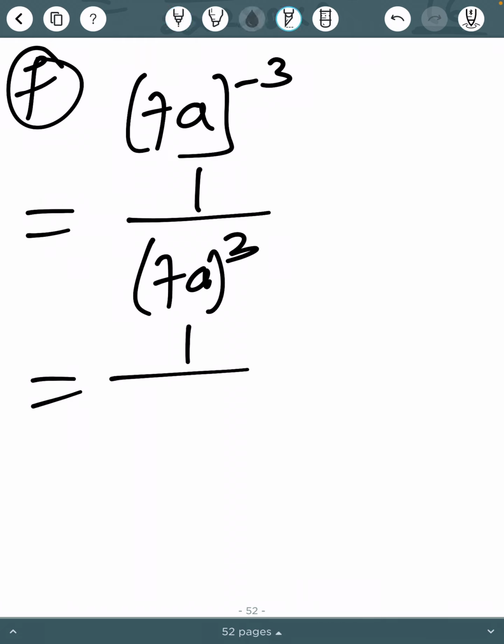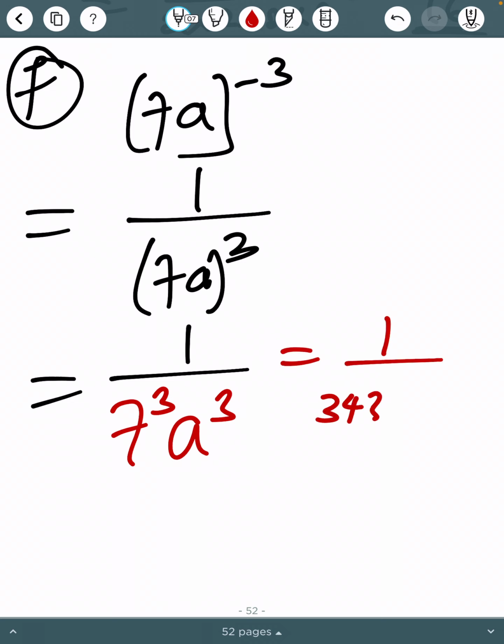This 3 outside here is affecting both the a and the 7, since the 2 are inside the bracket. So I'm going to write my answer here as 1 over 7 cube times a cube. That will give me 1 over 343a cube. Let me write my cube very well so you don't get confused.